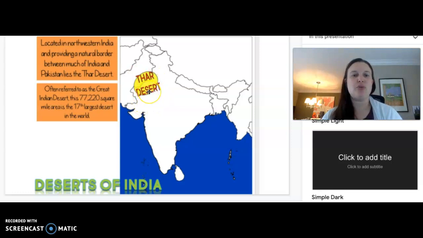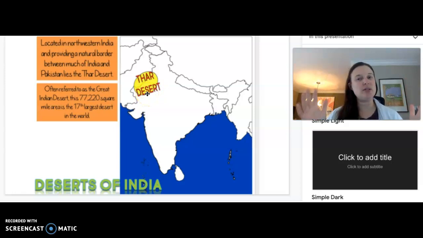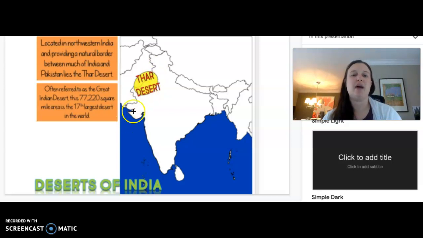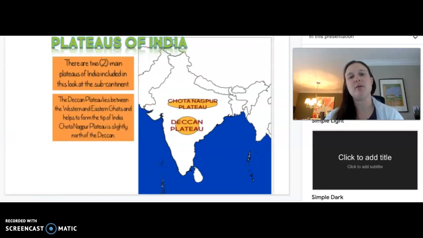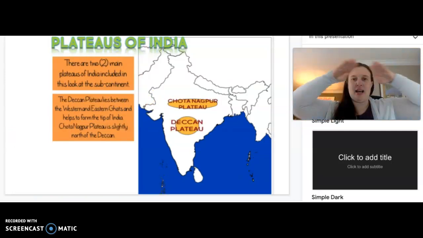This was once referred to as the Great Indian Desert. This 77,220 square mile area is the 17th largest desert in the world. So it's not a huge desert, but it is important, and mostly you can think of it as dividing India from its neighbor Pakistan. Okay, now let's talk about the plateau. The plateau is the high flatland.